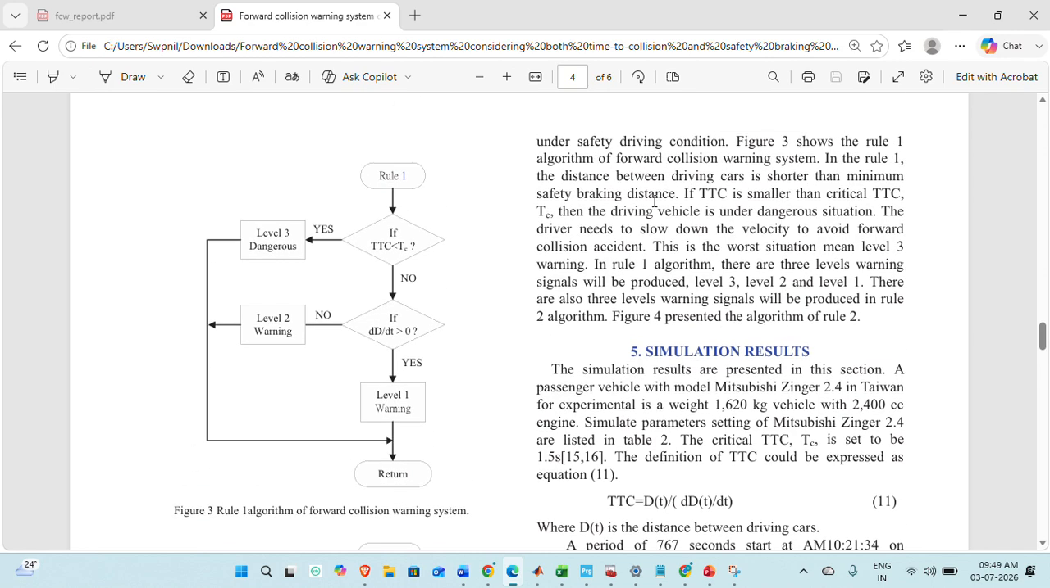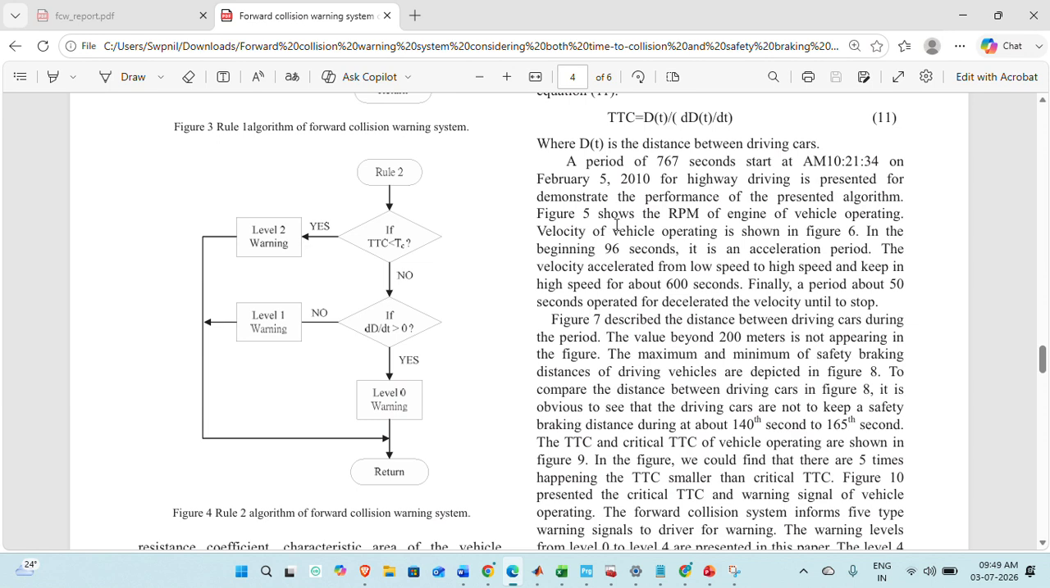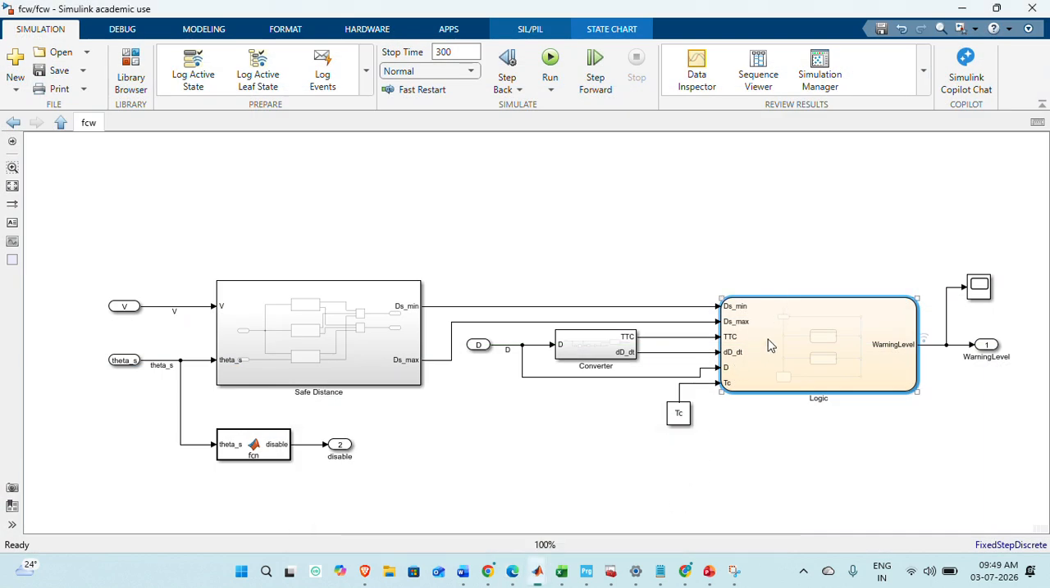These are the subcharts of rule 1 and rule 2. Basically, it takes the inputs as ds min, ds max, time to collision, then dd by dt, which is the relative change in the velocity, then the relative distance d, and tc, which is threshold time, which will be considered while equating it with time to collision ttc.